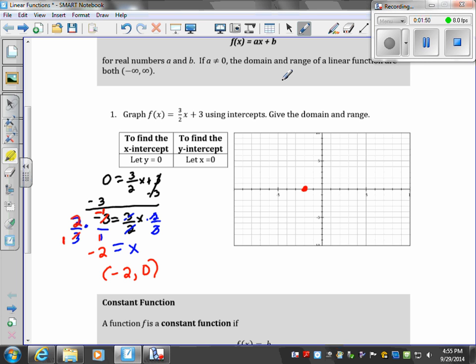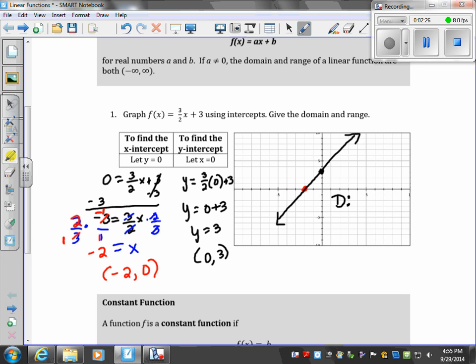which is right there. Okay, so now let's go back and find the y-intercept, and we're going to let x equal 0. So this one's much easier. We just get y equals 3. So the ordered pair is 0, 3, which is here. And we sketch our graph.